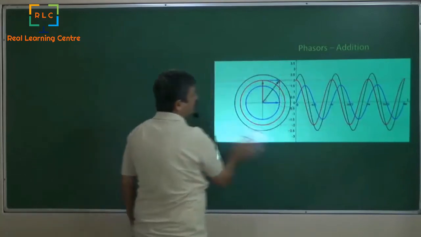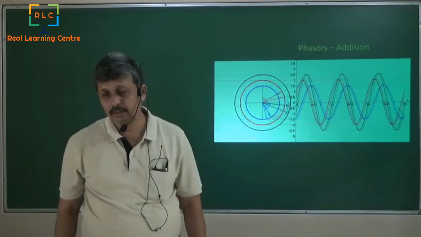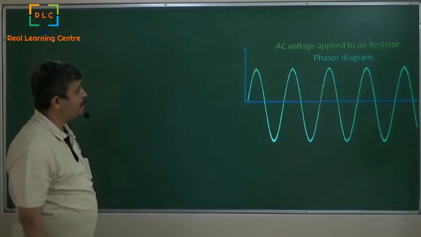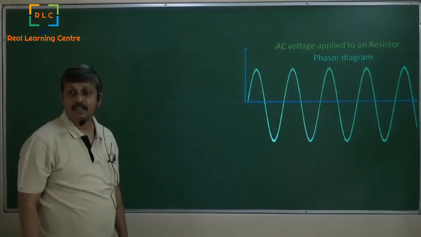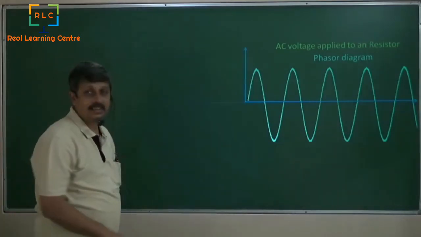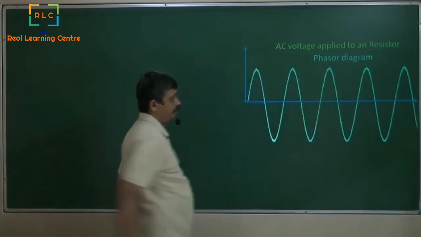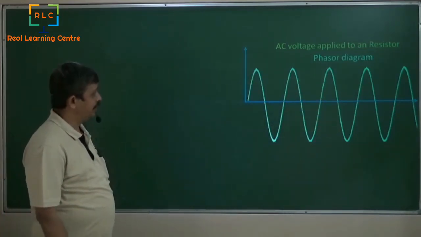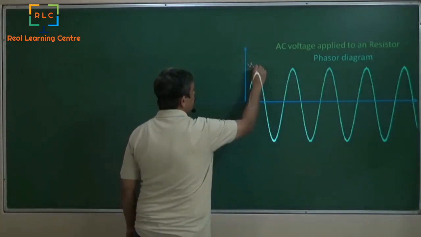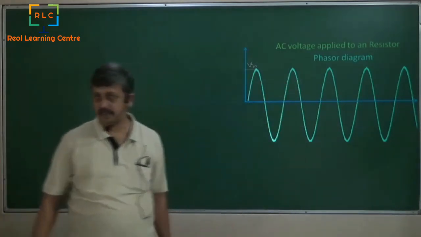If you apply the same thing, for example, to a resistor, what does the phasor diagram look like? For a resistor, this is the normal waveform. This is not the phasor diagram. Let us say this is the voltage. This is Vm, and V is varying like this. This is our time.